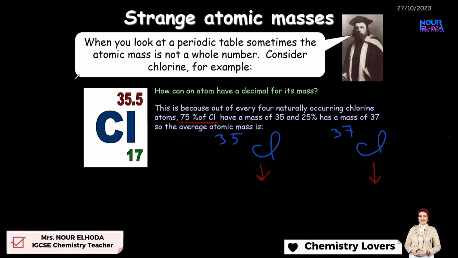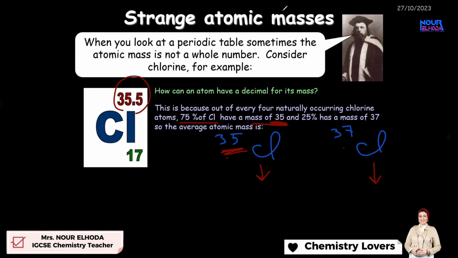Maybe one of the students will tell me, Miss, take the average. But if you take the average, I'm going to take 35 plus 37 divided by 2, and the average will be 36. But I didn't write 36. Why did I write 35.5 in the periodic table? They found that chlorine 35 is found in a percentage, and this will be given in the problem, especially for Edexcel students. It comes in Cambridge and Edexcel, but especially Edexcel, this is very common.